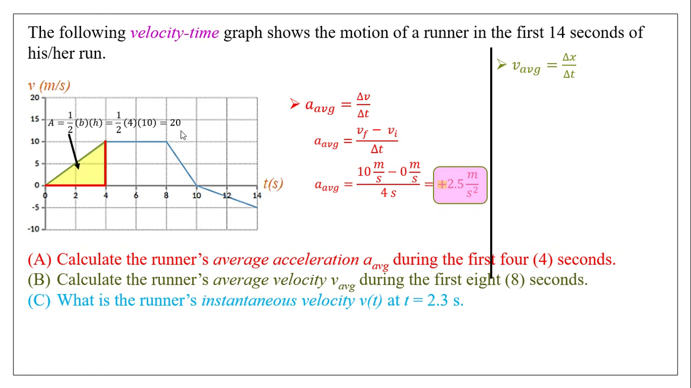But part B wants us to go the first 8 seconds. So I'm not done yet. I need to go from 4 to 8 now, okay? So that first part is the right triangle. The second segment here is just a rectangle. So this area here is super easy to find.